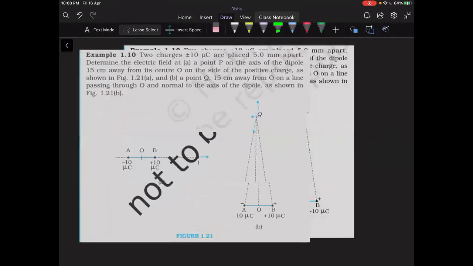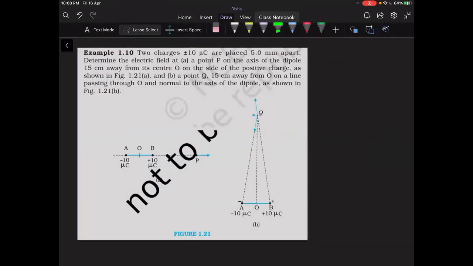It's a pretty elementary question, but I would still like you to attempt it with full honesty. Wrong answers are most welcome. Totally honestly. If you need the formula, I can give you. E axial is equal to 2kp by r cube. E equatorial is equal to kp by r cube. P is q into 2a. That's what we need here if you read the question.